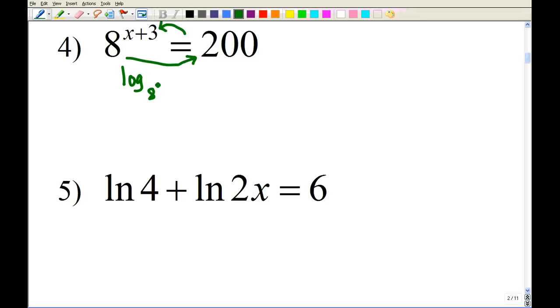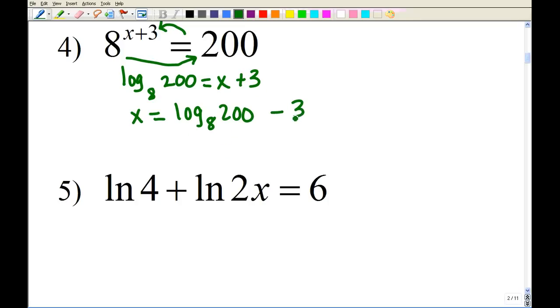So notice we're still doing that same pattern we did before. Log base 8 of 200 equals x plus 3. To get x by itself, we're going to have to subtract 3 from both sides. We'll have x equals log base 8 of 200, and then we'll subtract the 3.